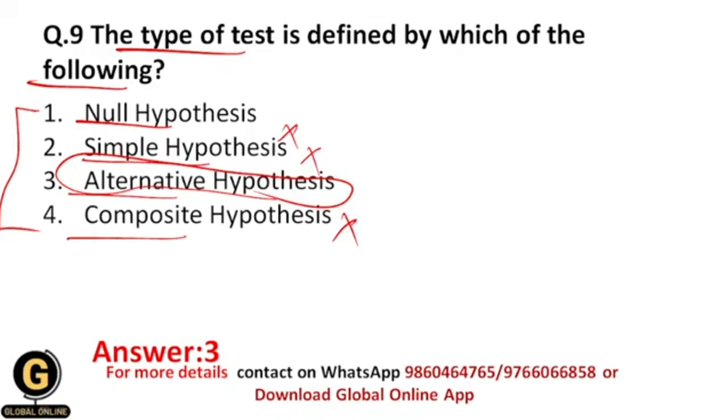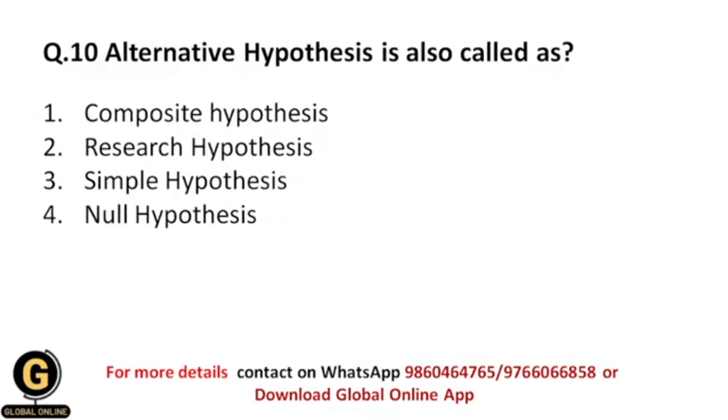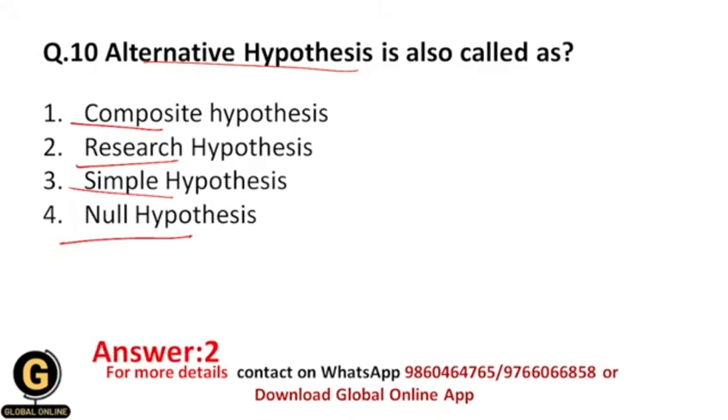Now next is, alternative hypothesis is also called as. So what is the different name for alternative hypothesis? Whether it is composite hypothesis, research hypothesis, simple hypothesis, or null hypothesis. As I have told you earlier in this video, alternative hypothesis is also called research hypothesis, and that's why the correct answer is 2, that is research hypothesis.